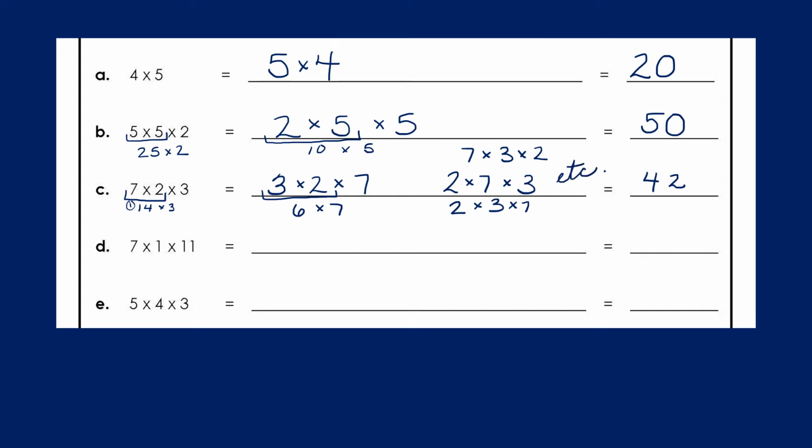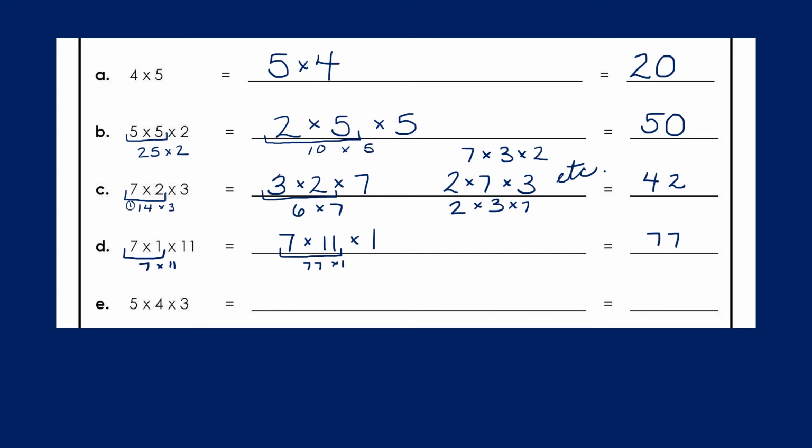All right. Question D, 7 times 1 times 11. You could do 7 times 1 is 7, times 11 is 77, or you could do 7 times 11 times 1. 7 times 11 is 77, times 1 is 77.